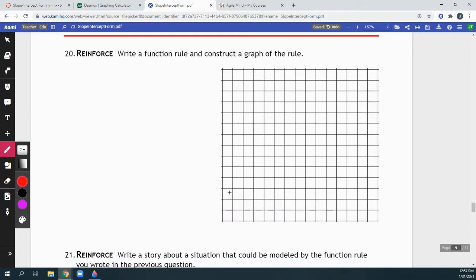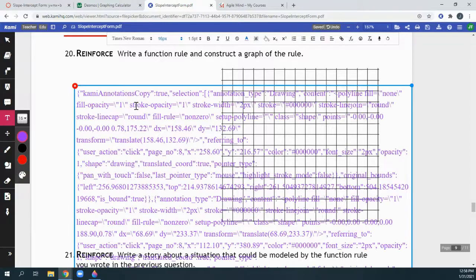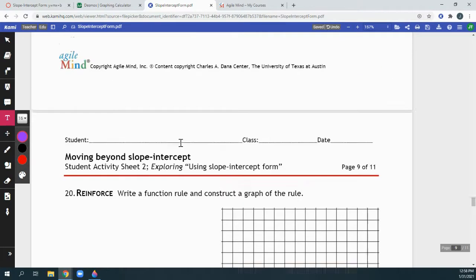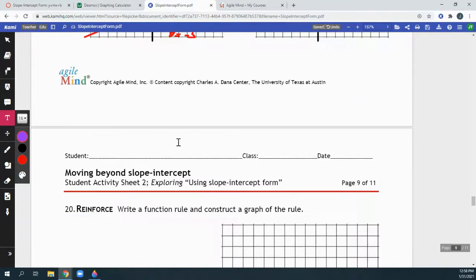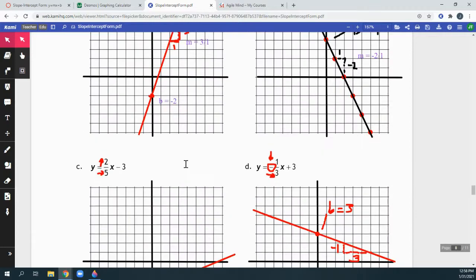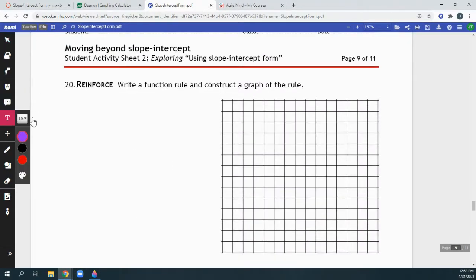Reinforce, write a function rule and construct a graph. Let's make one up. Okay, let's do one with small numbers so it fits on our graph. Oops, no, I don't want to do that. Control Z. Actually, what if I do V? I think it should work, right? It's not. Okay, great. Let's just type it in and make this happen.